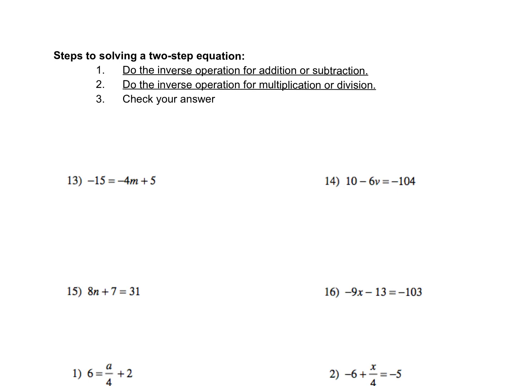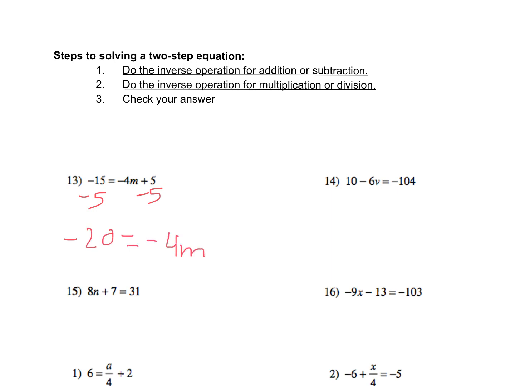So first, on number 13, we're going to do addition or subtraction. So we want to get negative 4m alone. So to do that, we're going to do the inverse operation for whatever's being done to that 5. So we see that the 5 is being added. So we're going to minus the 5, then do the same thing to this side, minus 5. So it'll be negative 15 minus 5 is negative 20 equals negative 4m.